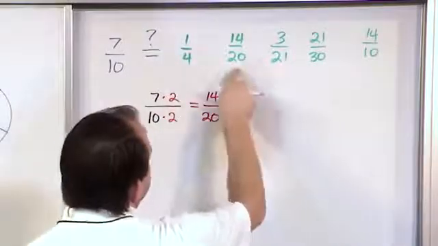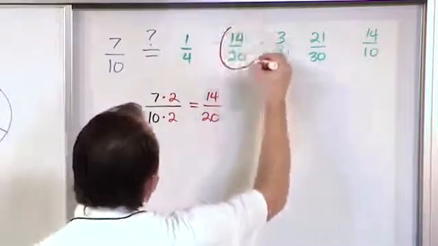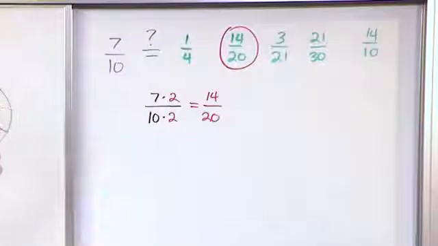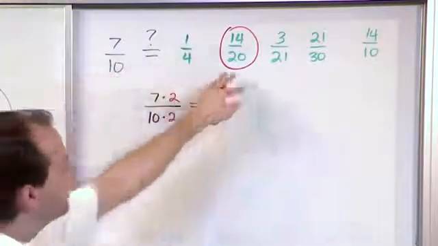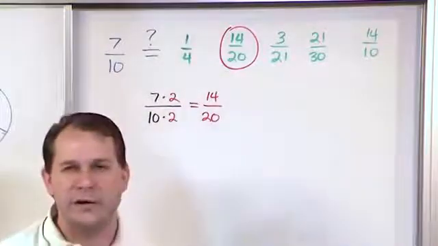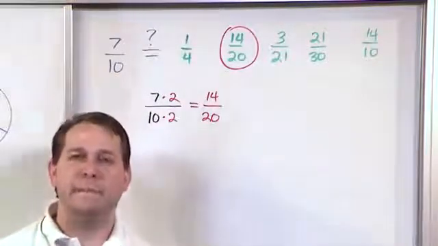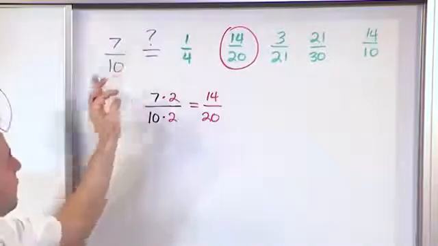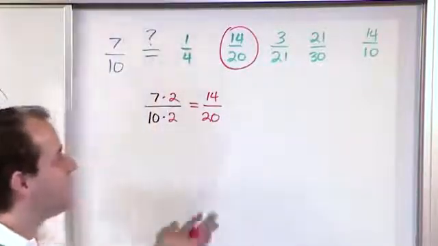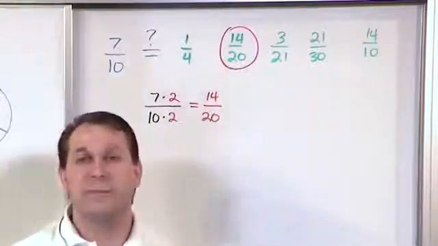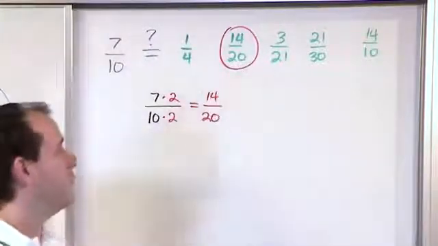And I look in this list, and it looks like I actually have that one right there, 14/20. So this fraction is equivalent to this one. It looks completely different, but it doesn't matter what it looks like. It represents the same amount of pizza. If I take a pizza, chop it into 10 pieces, and only take 7, it's exactly the same amount as if I take a second pizza and chop it into 20 pieces and take 14.